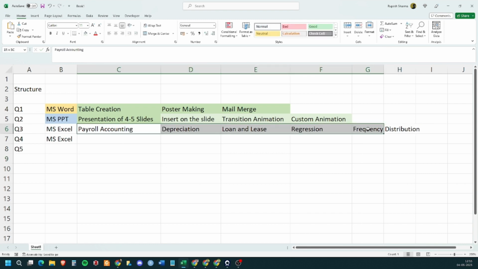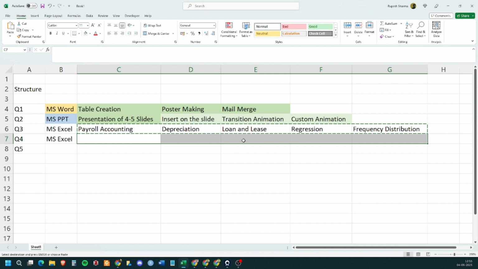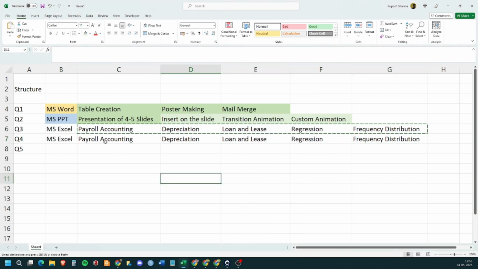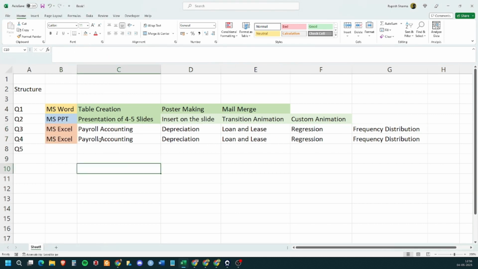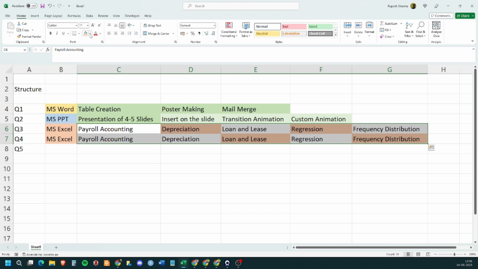ये क्वेश्चंस मैंने बार बार करा दिए हैं क्लास में, इनके 2-2, 3-3 वर्जन्स भी कराए हैं. तो इनमें से 2 की चॉइस के साथ में क्वेश्चन आ सकता है. तो पहले वाले में let's suppose in question number 3 you might be given depreciation versus regression, और दूसरे वाले में you might be given frequency distribution versus loan and lease. तो इन दोनों में से कोई एक क्वेश्चन करना होगा और इन दोनों में से कोई एक क्वेश्चन करना होगा. ठीक है, बात समझ में आ रही है?